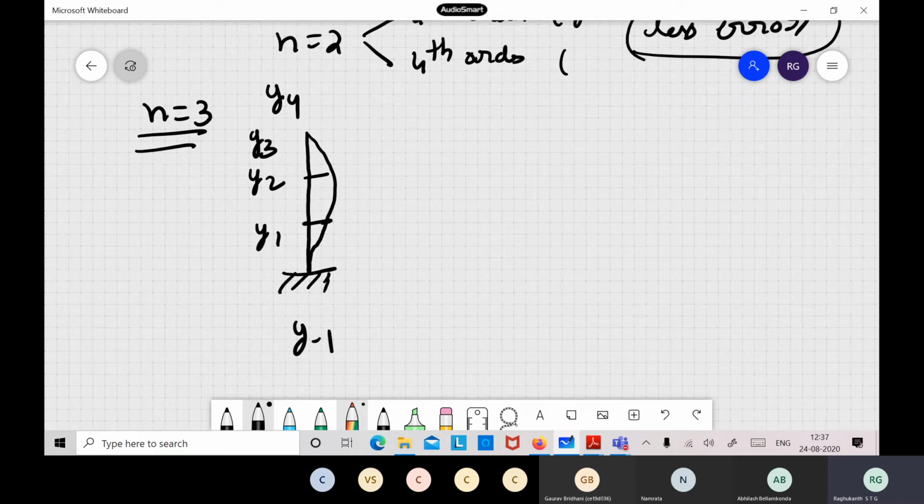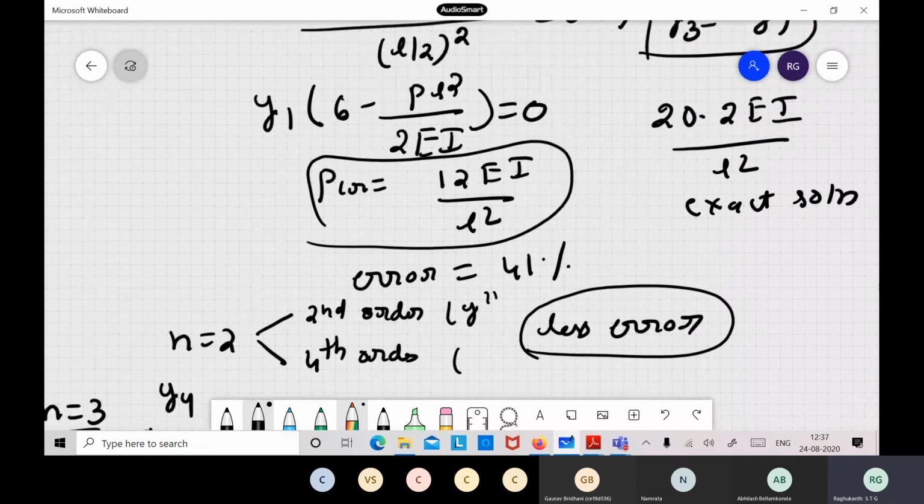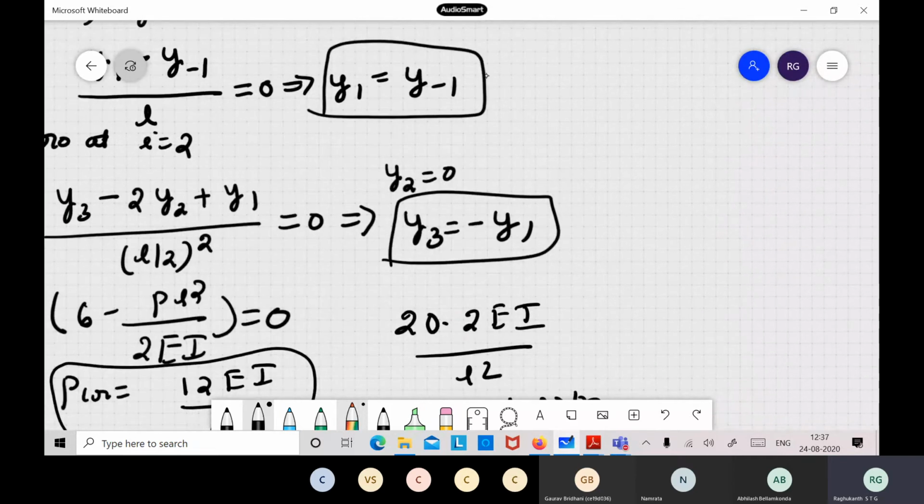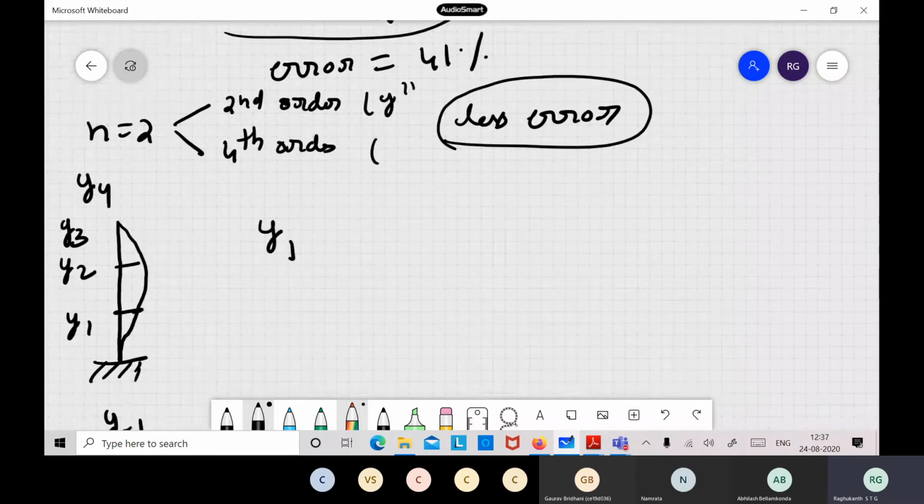You can verify. Whatever we wrote for y1 is going to remain the same. Only thing is, instead of y3 we write y4 or something like that. We write it in this expression because the grid points are different.